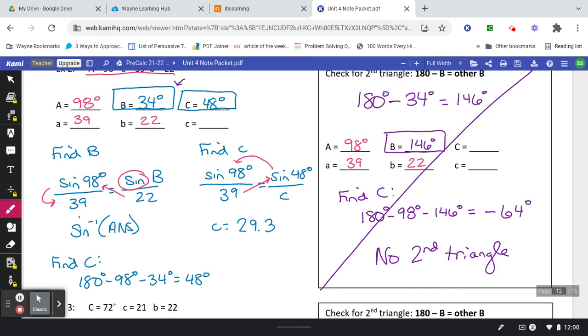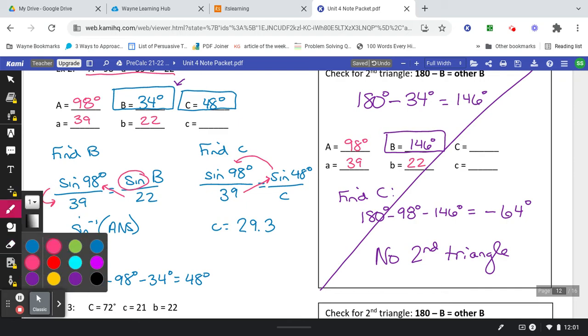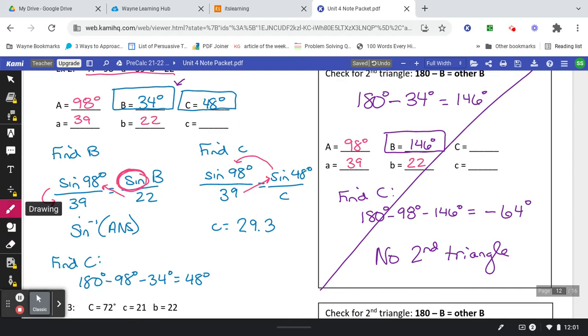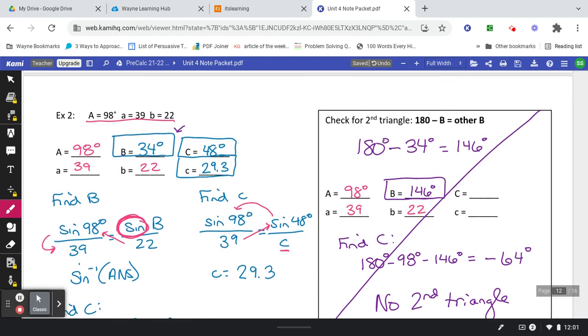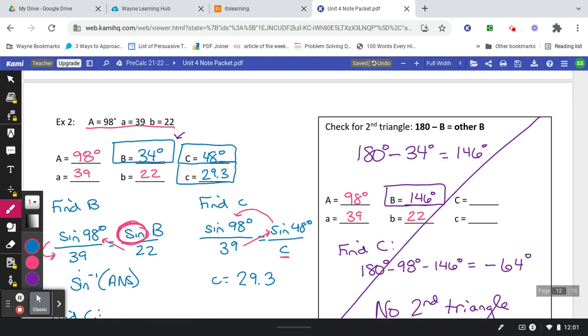We don't need to inverse sine because you don't have sine next to the C. If you're just trying to find a side, you're done. Only if you have that sine in front, like we did over here, that's when you have to inverse. This one doesn't have that. So you have your final answer, 29.3. So maybe you want to make a little note at the top of your paper.